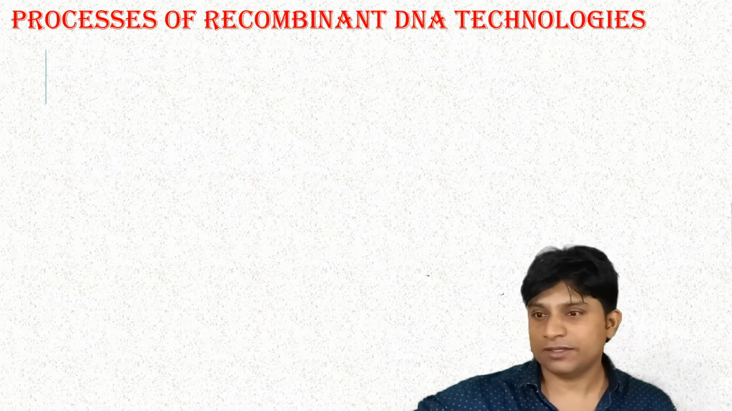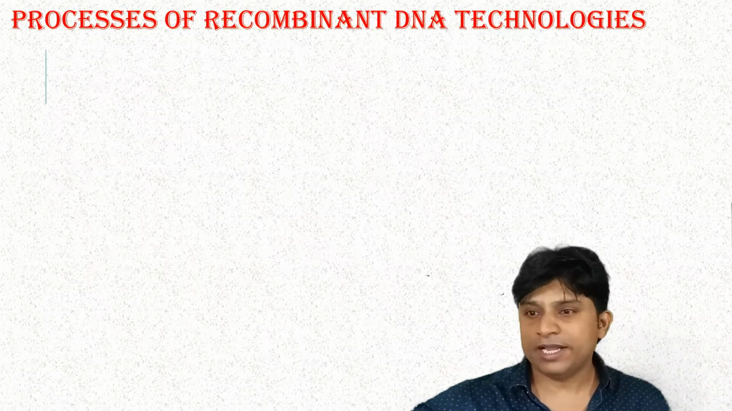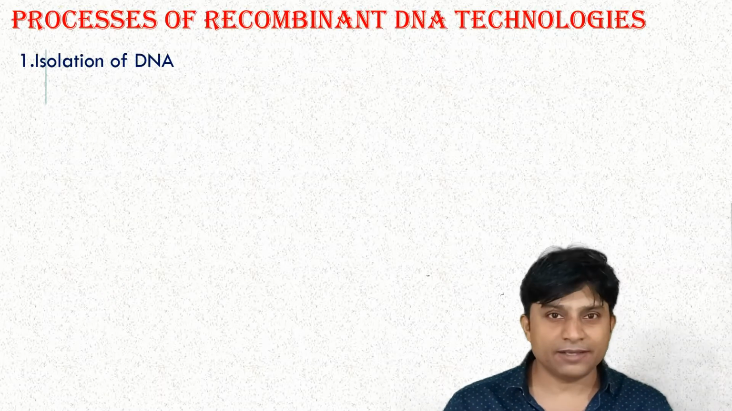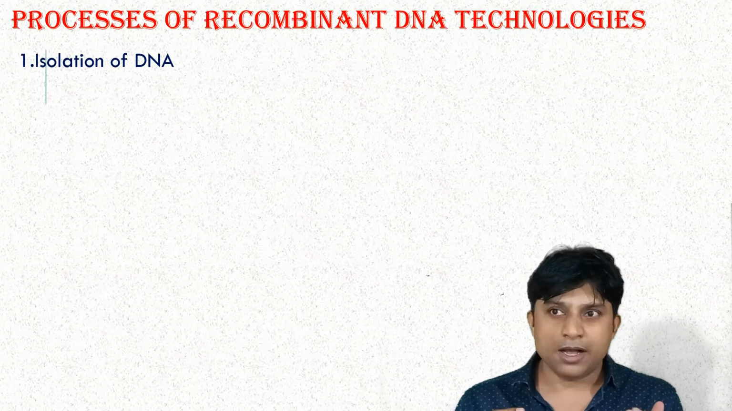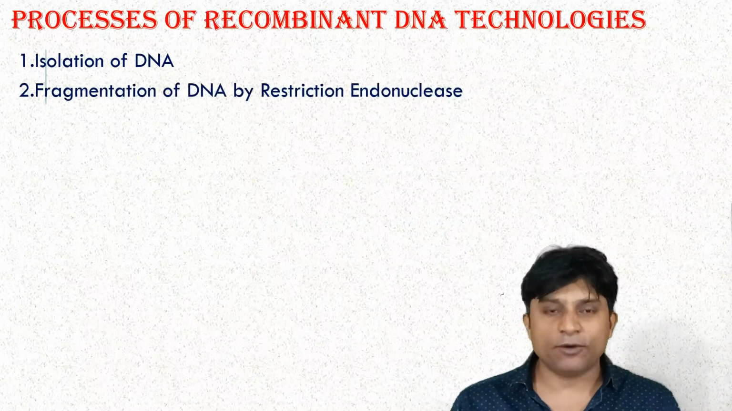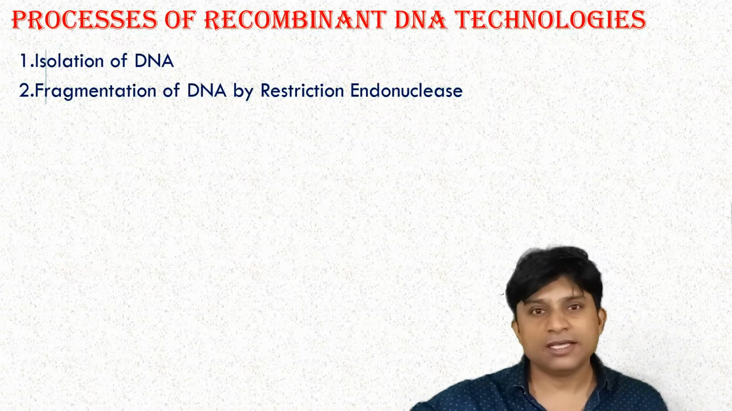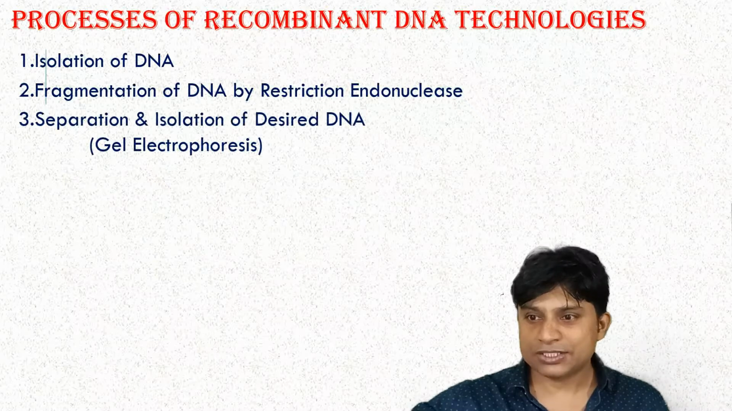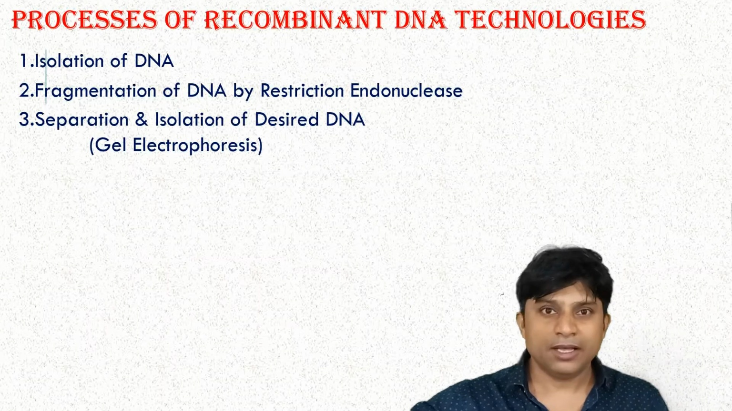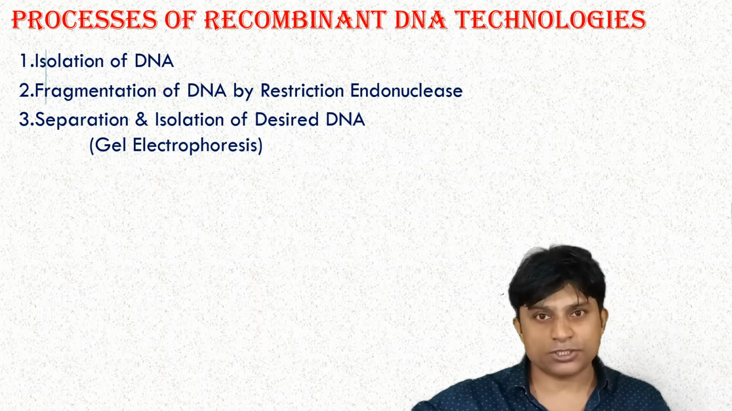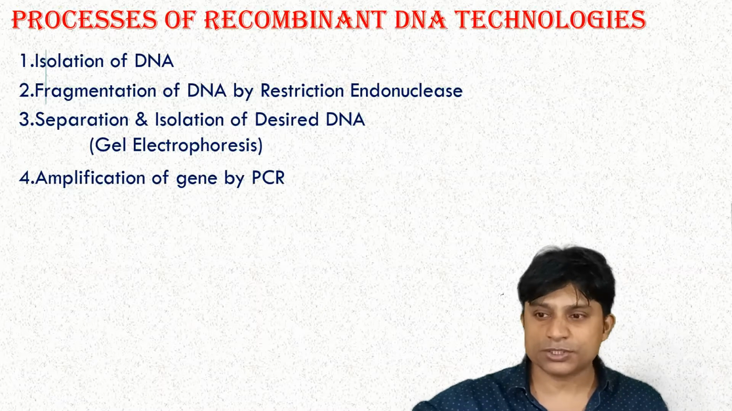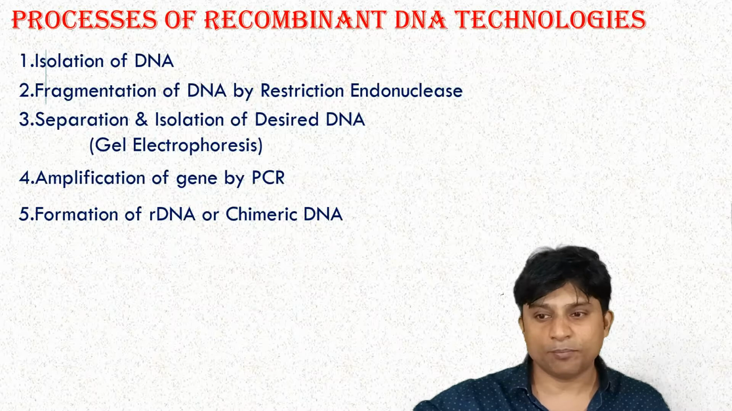So it starts with, first, in the process of recombinant DNA technology, we isolate the desired DNA, our gene of interest, for which we are going to produce a product. Second, fragmentation of the DNA by using restriction endonucleases. Next, separation and isolation of our desired fragment from the entire DNA fragments by a process called gel electrophoresis. Later, the gene is amplified by a process called polymerase chain reaction or PCR.